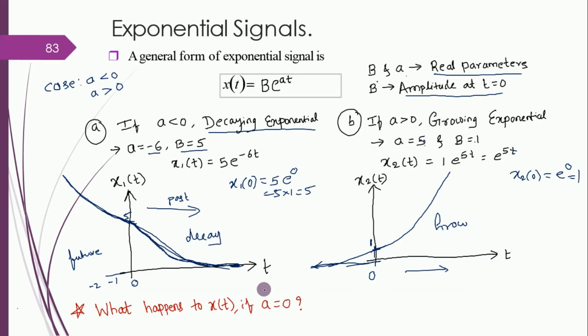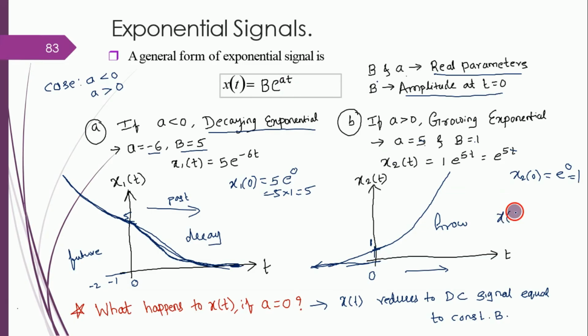Now, I have a question for you. What happens to x of t if a is equal to 0? I have already explained it, but just to mention it once again importantly, I'm putting it. So what happens here? The x of t reduces to a DC signal equal to the constant B.